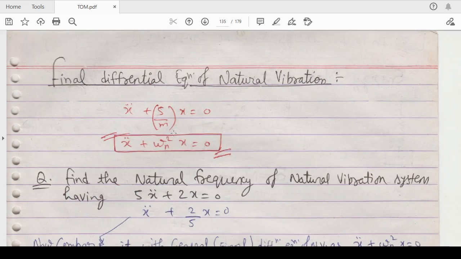Today we are going to discuss the final differential equation of the natural vibration. As you can see here, x double dot plus (s/m) x is equal to 0, where x double dot is your acceleration, s is the stiffness of the spring, m is the mass, and x is your displacement, where omega n square is equal to s by m, or omega n is equal to under root s by m, which is your natural frequency in angular terms.